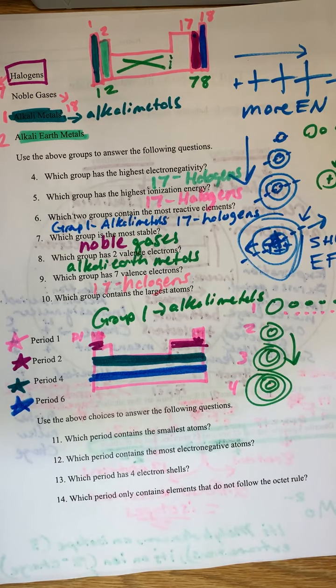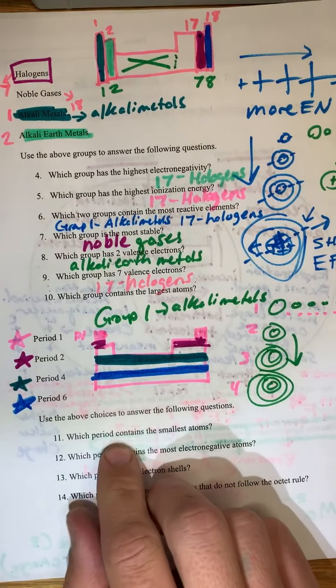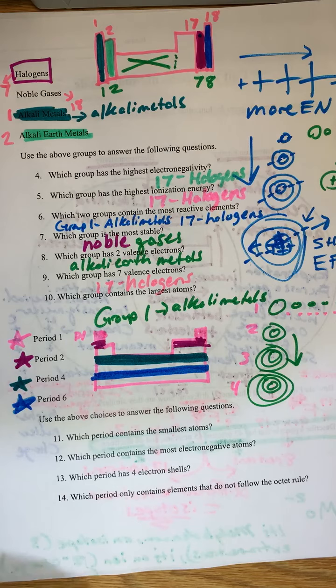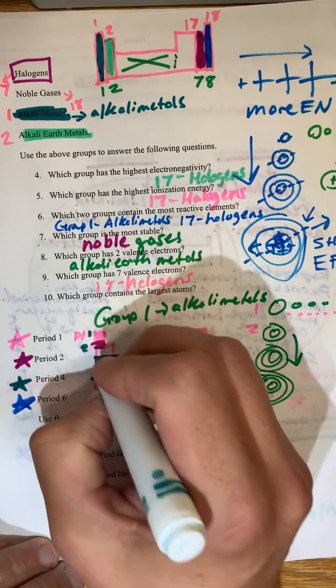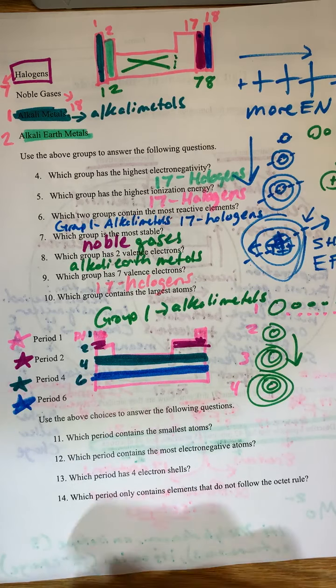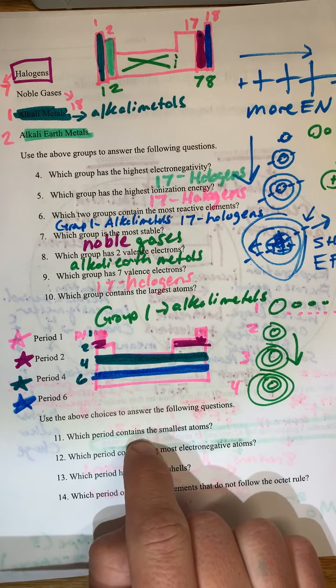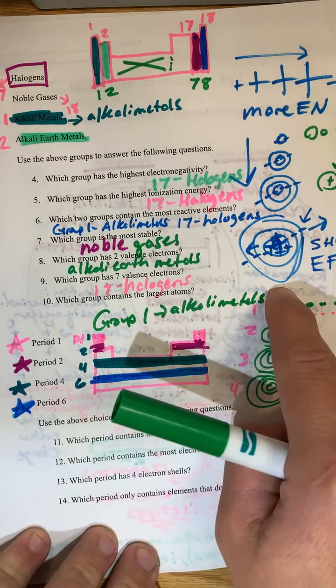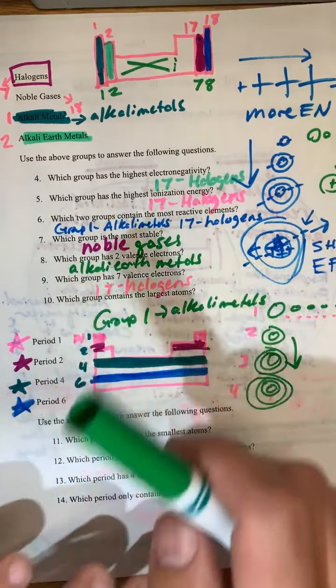So, which period contains the smallest atoms? So we would look here and we would say, well, where are the smallest atoms on the periodic table? So the trend here is that they get smaller as you go up the periodic table. So it would have to be the highest period. So period 1.